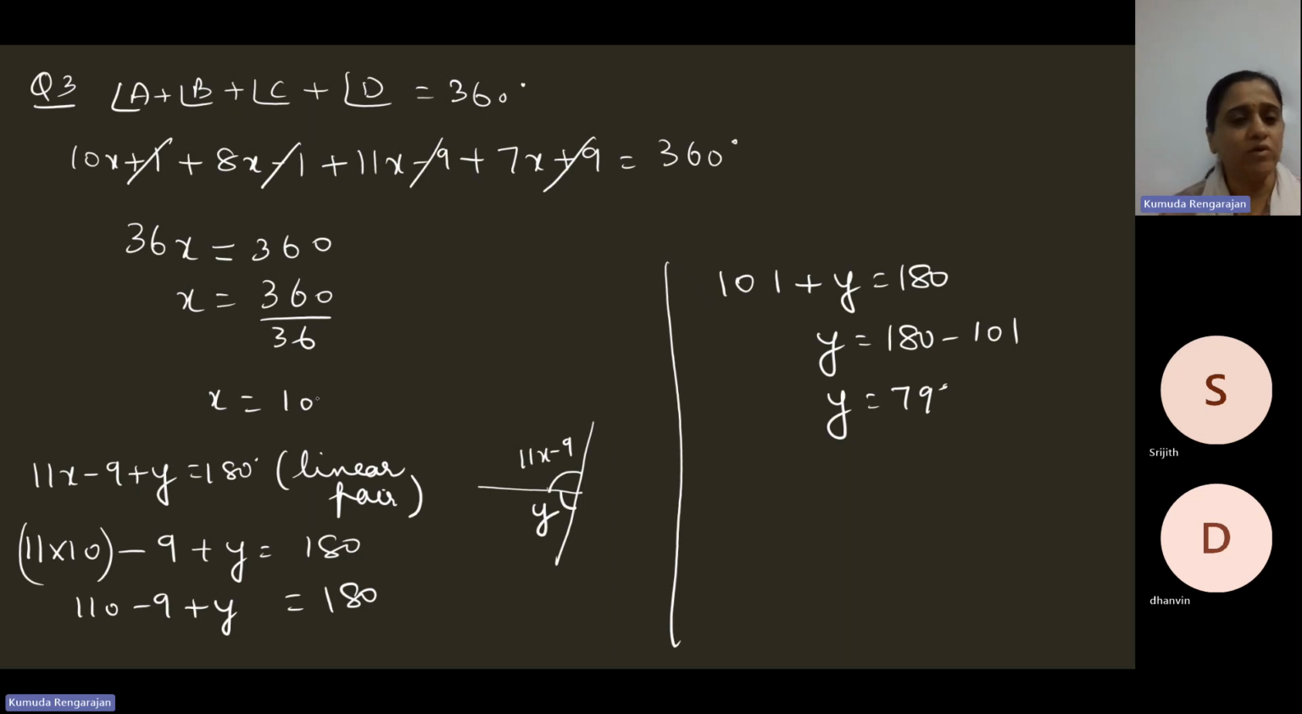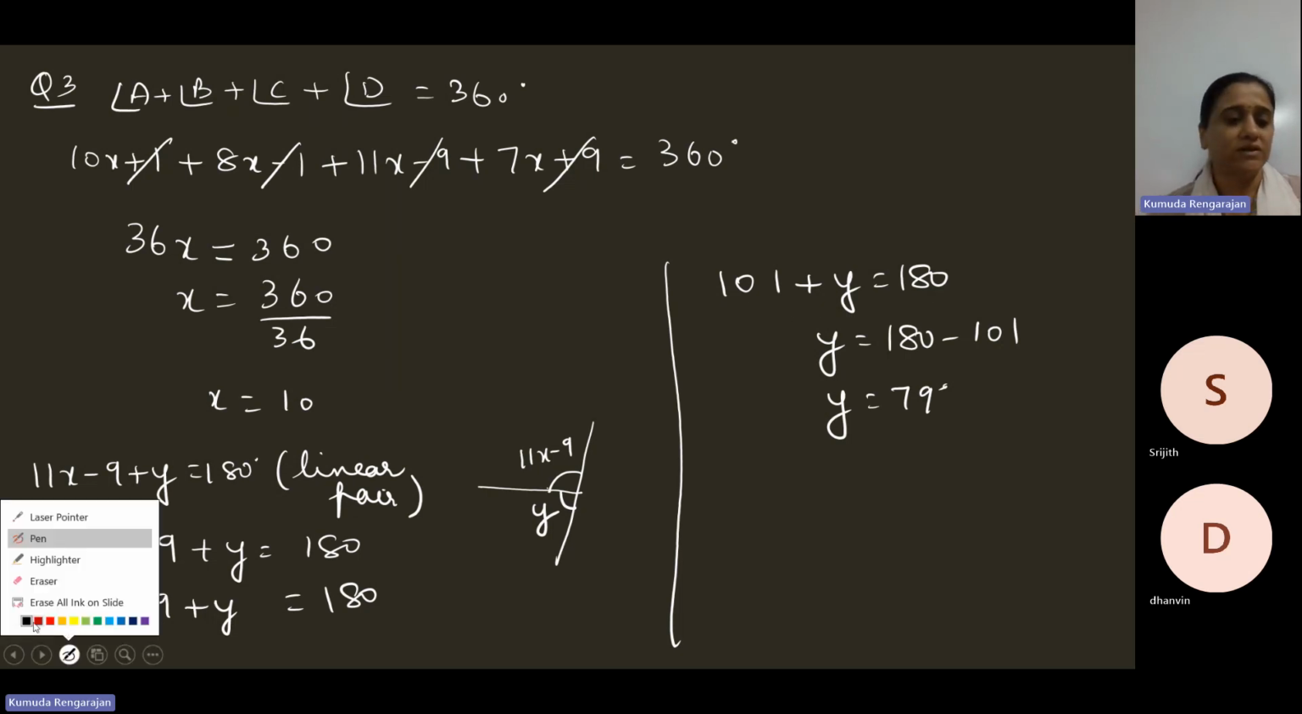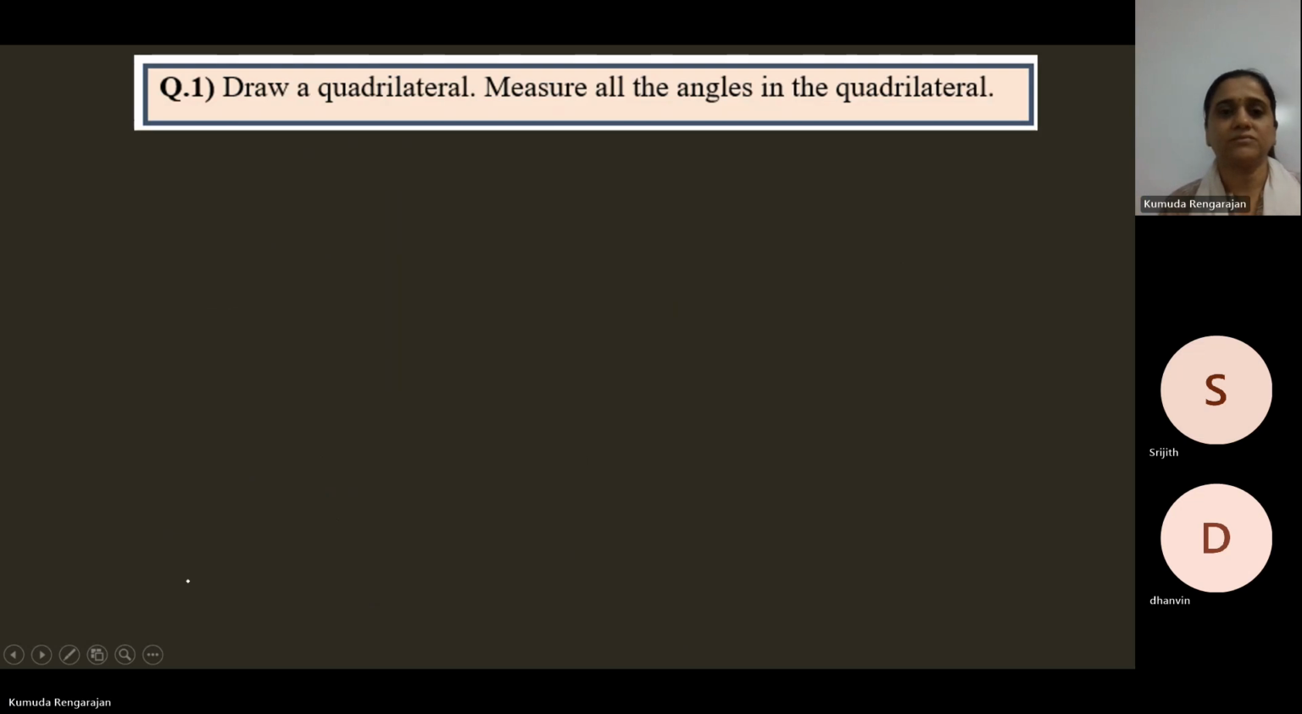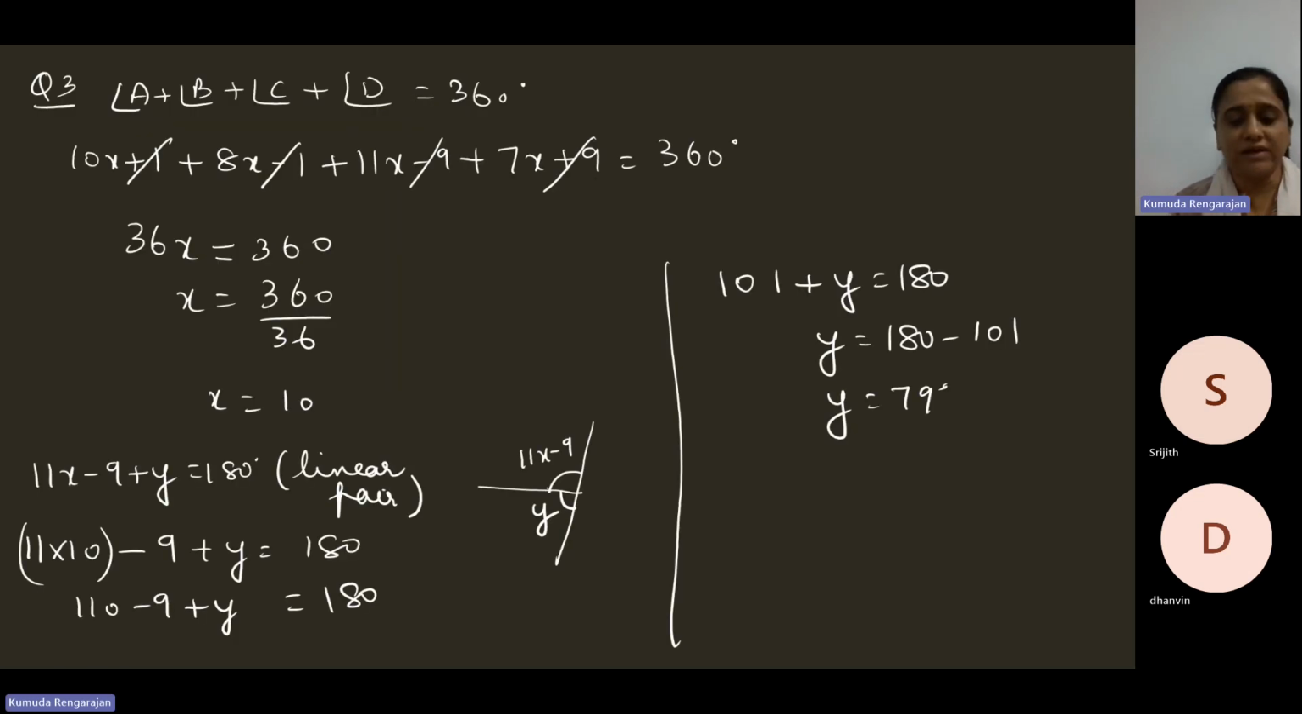What's the value of x we found? 10. So 11x meaning 11 into 10, minus 9 plus y is equal to 180. 11 into 10, 110. 110 minus 9, which in the next step is 101, plus y is equal to 180. So y is equal to 180 minus 101, which is 79 degrees. So we found the values of x and y.